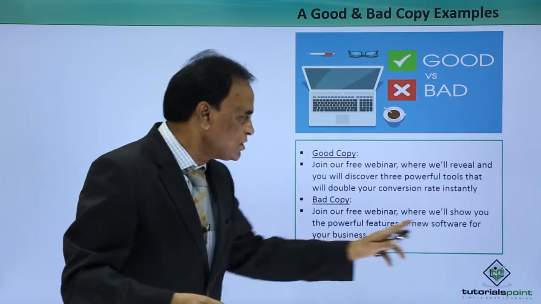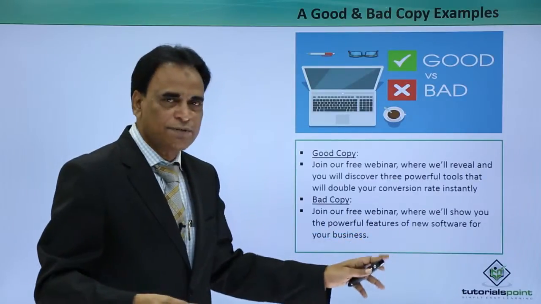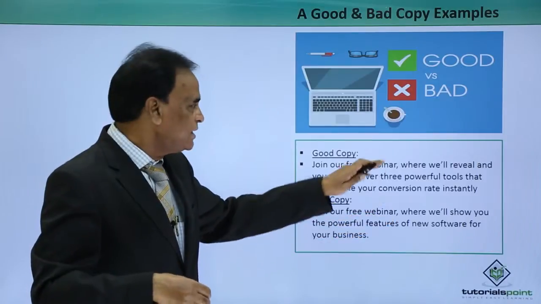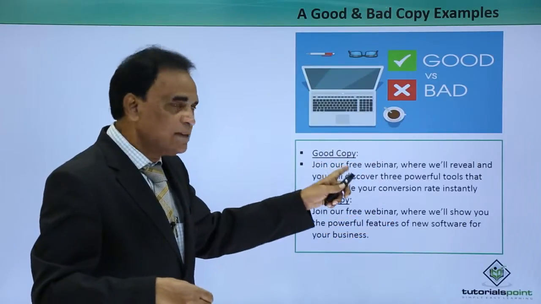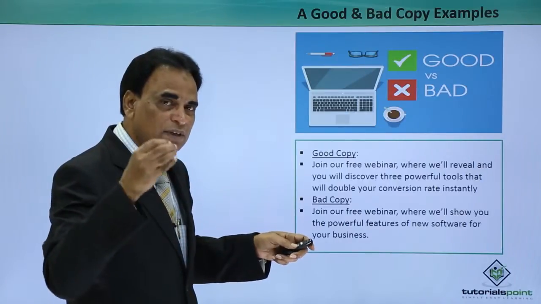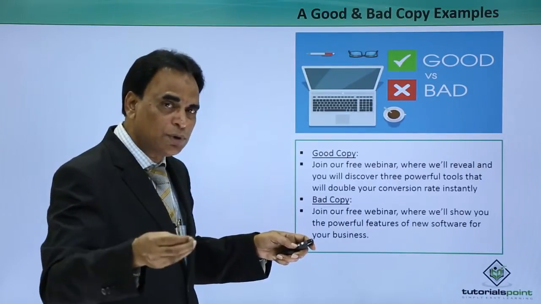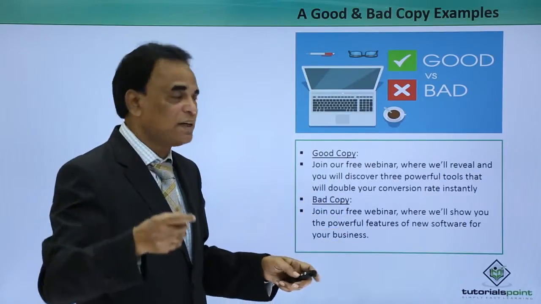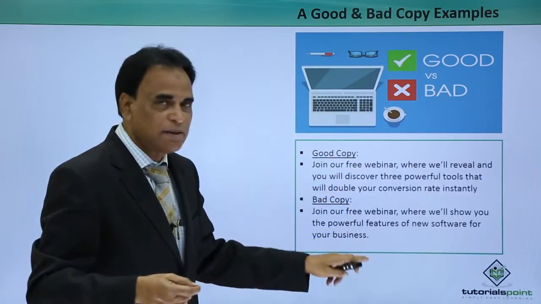This is about your software, your features of your software, and this is from your side and this is from the user side. This is from the customer's point of view. You are telling the customer that they will discover powerful tools, 3 powerful tools that will double their conversions instantly. And this is a good copy, this is the bad copy.